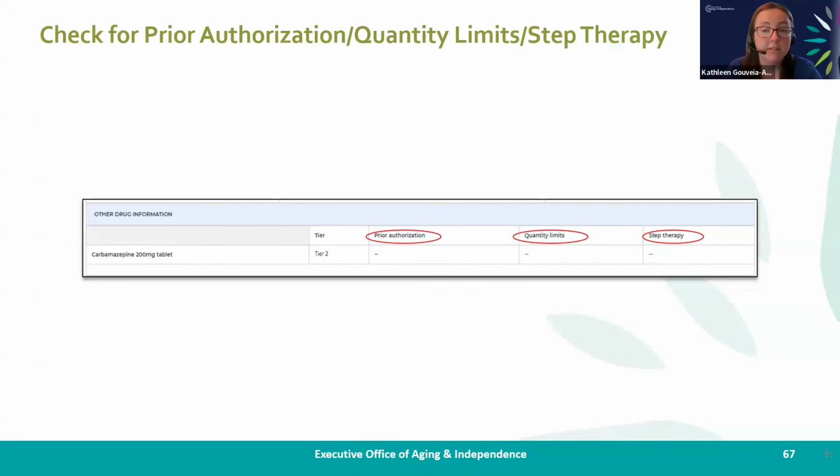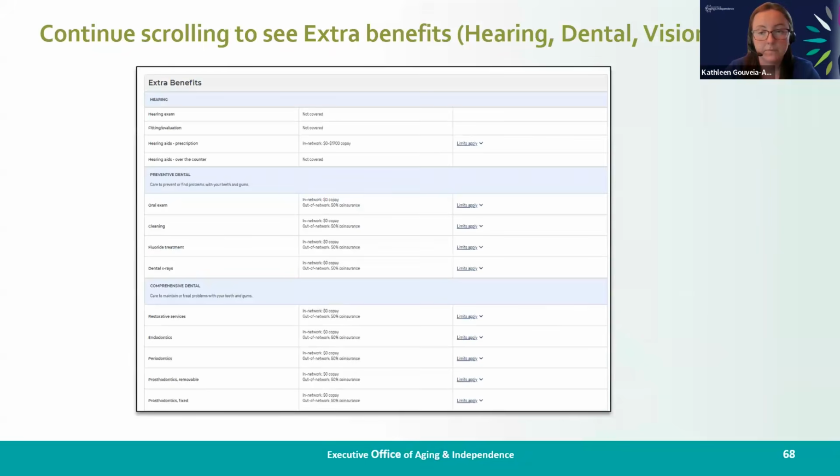Next, you can check for prior authorization, quantity limits, and step therapy if applicable. This is important to check because there may be prior authorization, quantity limits, and step therapy, which may cause disruptions in you receiving the prescription drugs in a timely manner. Continue scrolling to see extra benefits such as hearing, dental, and vision. You can then click View More Extra Benefits to see additional benefits that may be offered by the plan.